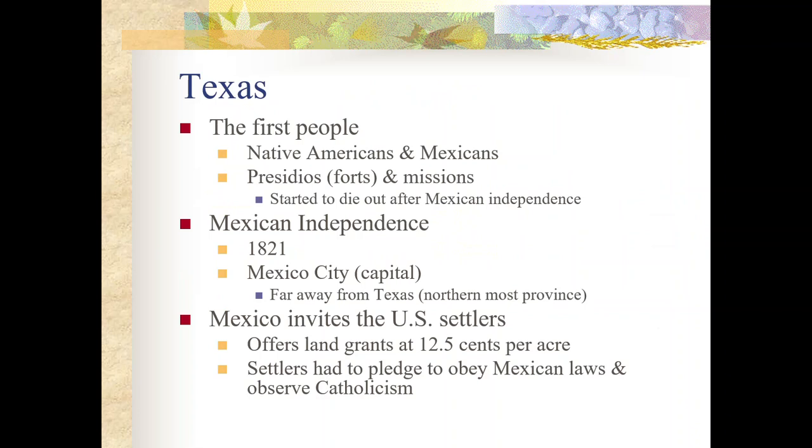Now, Mexico does have their stipulations. They want American settlers to pledge loyalty to Mexico and agree that they will obey Mexican laws, that not all American laws will apply there. They also have to observe Catholicism. So that is the official religion of Mexico, which is going to be very difficult for many American citizens, where a vast majority of American citizens were of the Protestant faith and actually quite discriminatory towards Catholics. They were also encouraged to learn and speak Spanish, to make Spanish their native language.